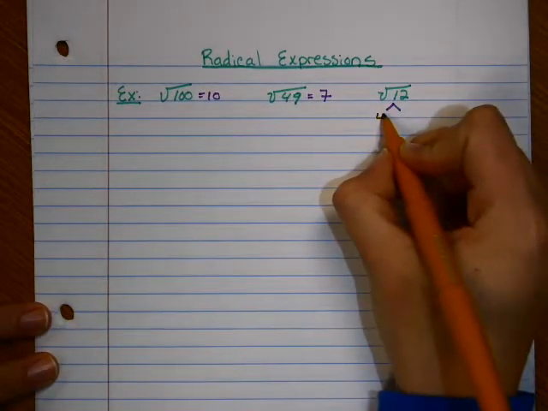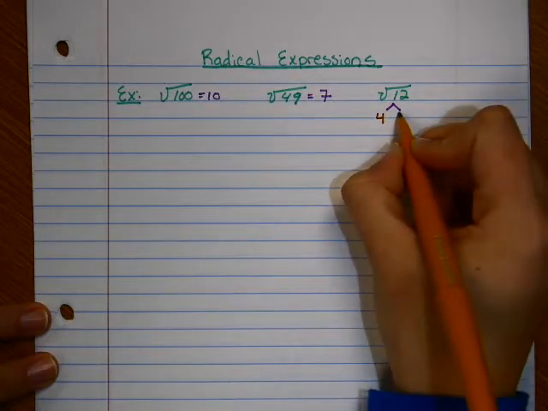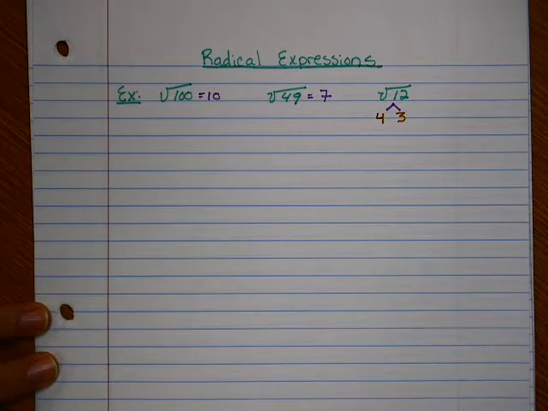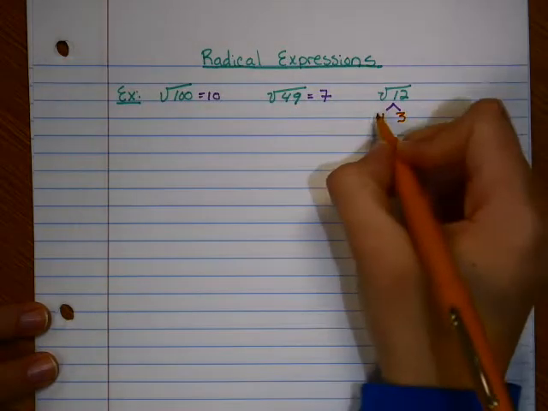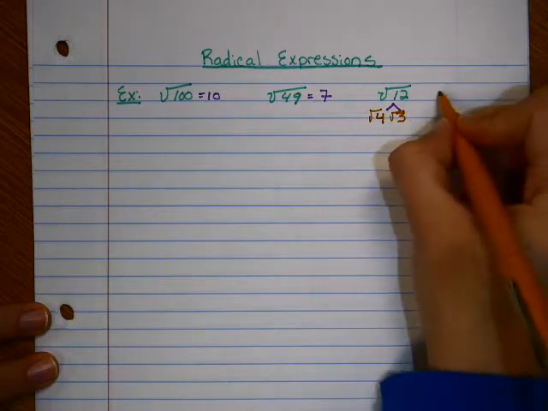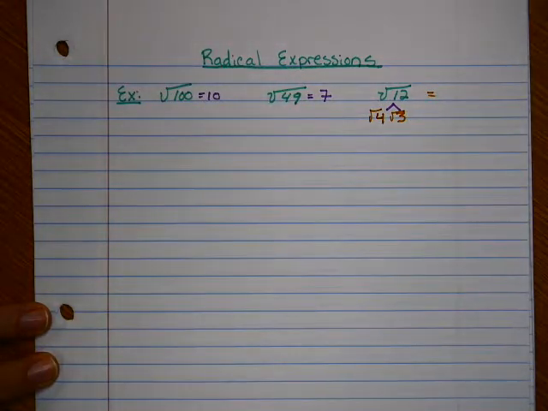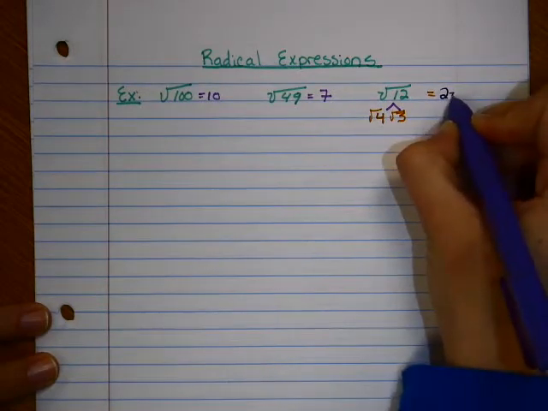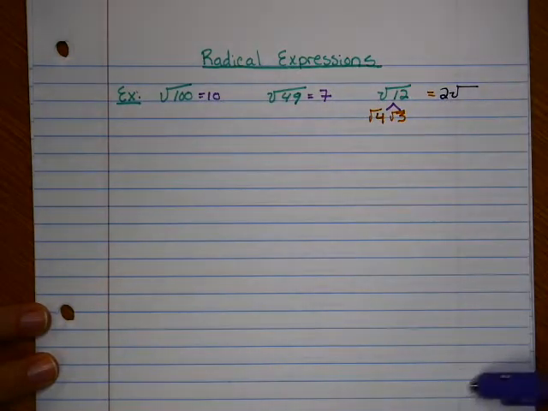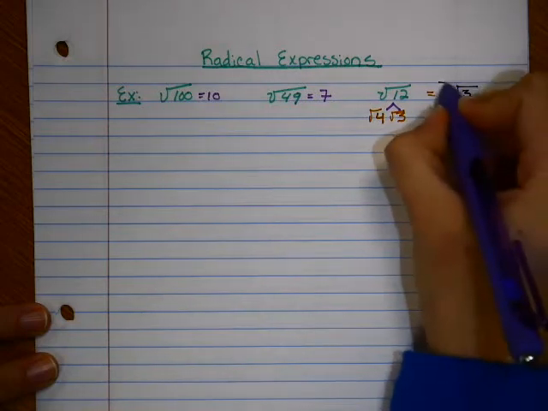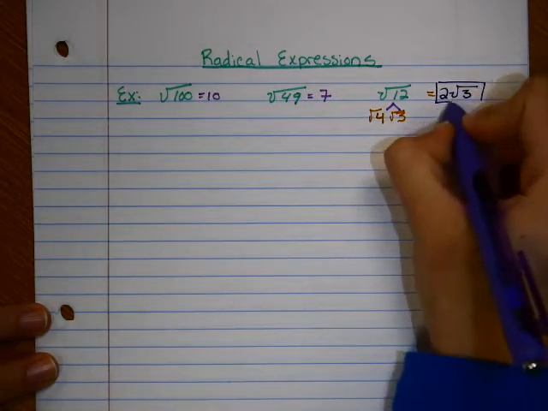And I know that 4 is a perfect square, and 4 times 3 equals 12. So since 4 is my perfect square, I'm going to take the square root of both, and I know square root of 4 is 2. And square root of 3 does not simplify, so it has to stay underneath the radical. So our answer is 2 square roots of 3.